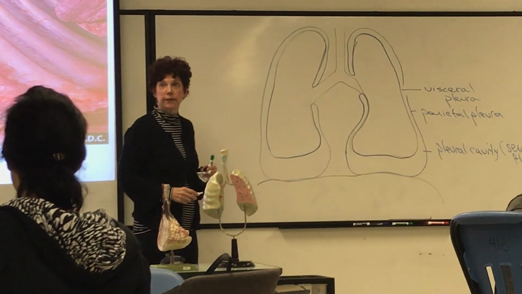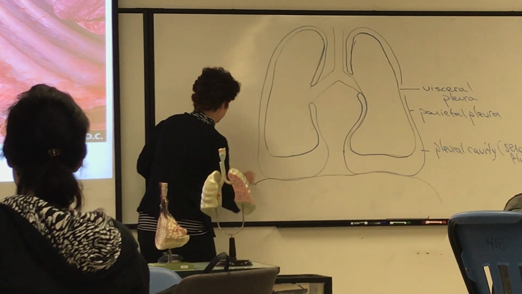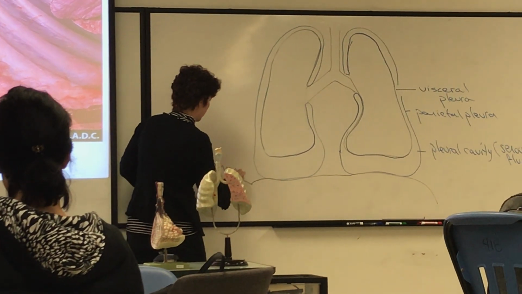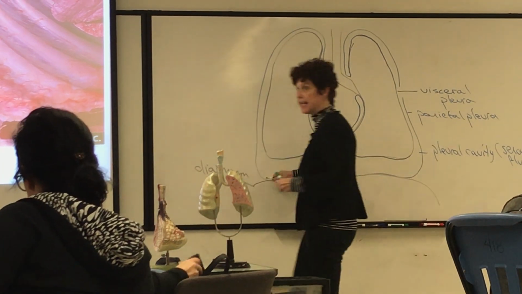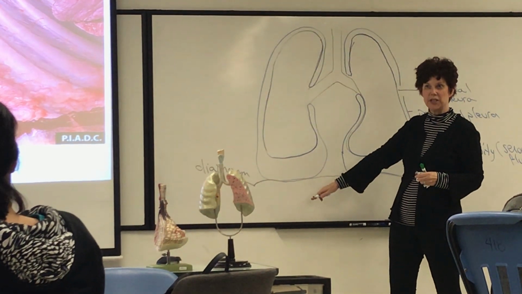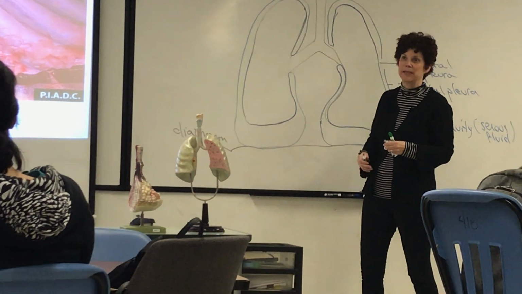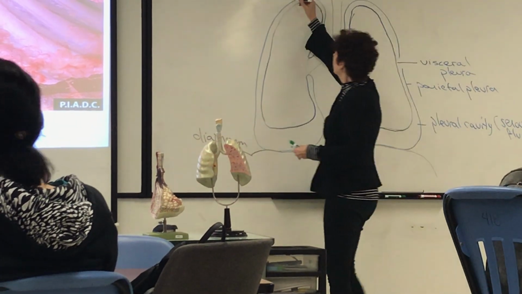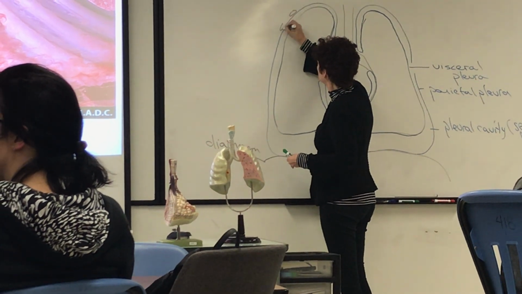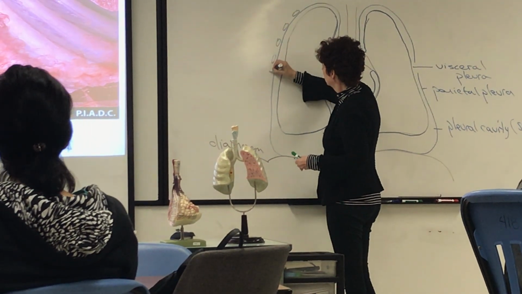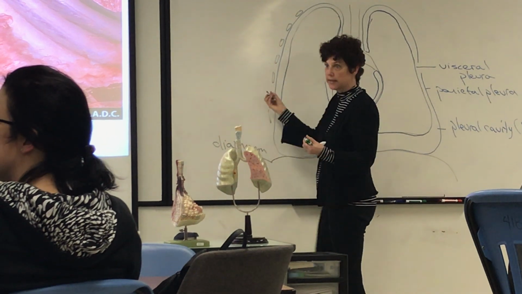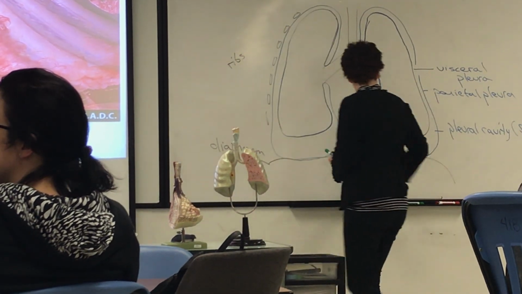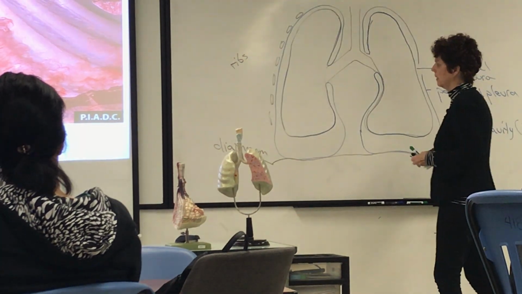The pleura itself. Okay? The simple squamous would be facing the inside of the cavity, and the connective tissue outside would be attached to the diaphragm muscle, connective tissue of the muscle. Okay? And then out here, you would have the ribs. And skeletal muscle.